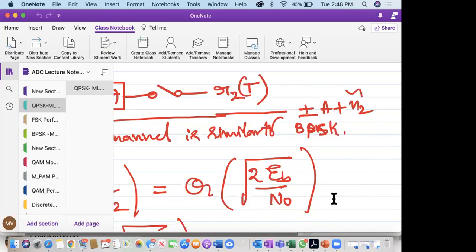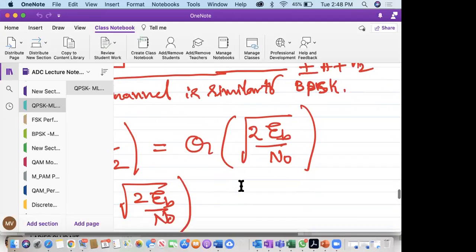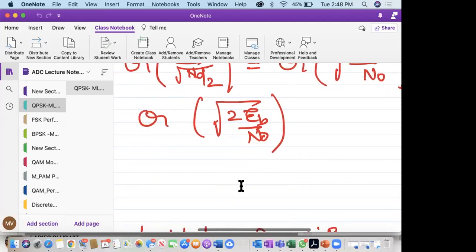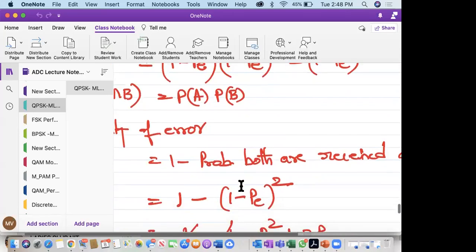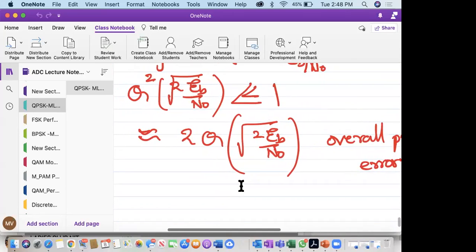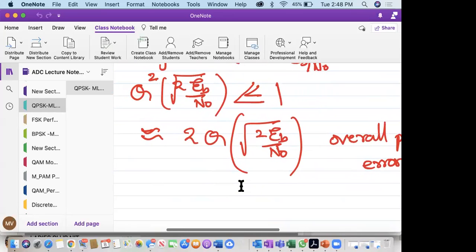So which probability of error is more? The first one or the second one? Sorry, for QPSK, I am getting EB by N naught. Let me show you the final probability of error. This is my probability of error for QPSK, because I showed only one channel. For QPSK, I am getting 2 times Q of something, whereas for BPSK, I get only Q of root 2 EB by N naught.